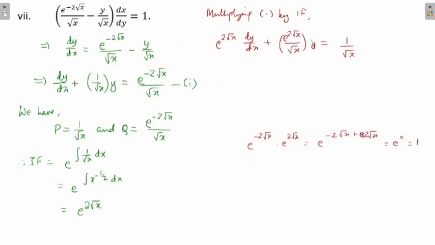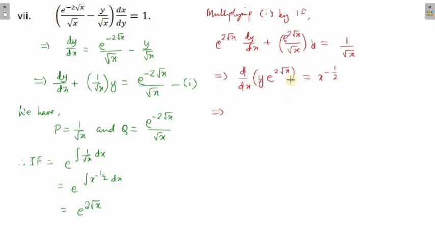Okay, so let me erase this. As usual, the variable here is y and the other variable here is e to the power 2 root x. When you differentiate this with respect to x, you're going to get this much only. Kindly verify. You can write this as x to the power minus half, isn't it? So bring this dx out there, and you get d of y e to the power 2 root x equal to x to the power minus half dx.